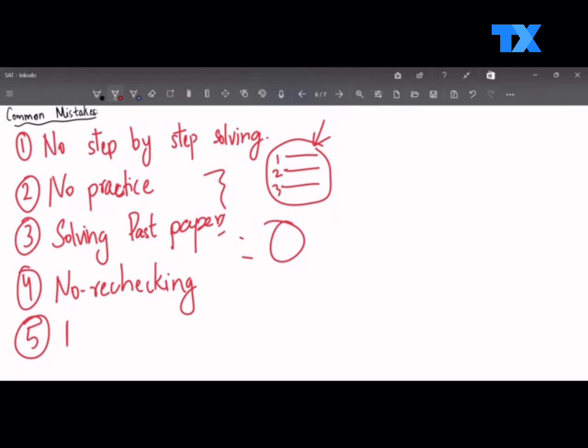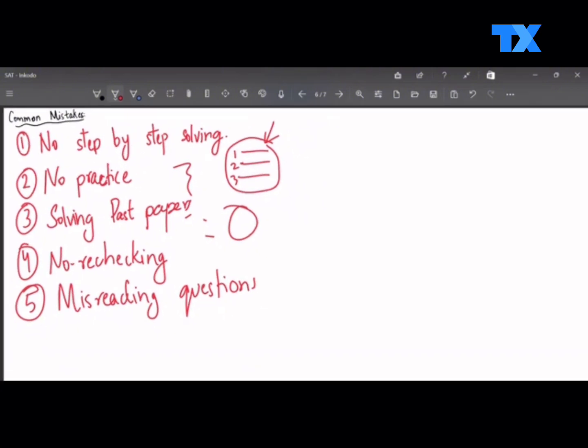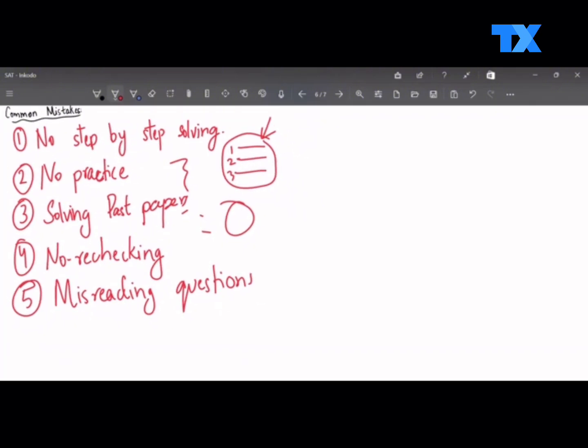The fifth common mistake is misreading the question. Always make sure before solving you read the question twice and read it with your eyes open. I think these are the common mistakes my students usually tell me they made and they lost marks, and I call them silly mistakes, not common mistakes. I call them silly mistakes because if you don't know something, that's a different story. But if you know something and you made a silly mistake, then it just feels bad to lose these marks.